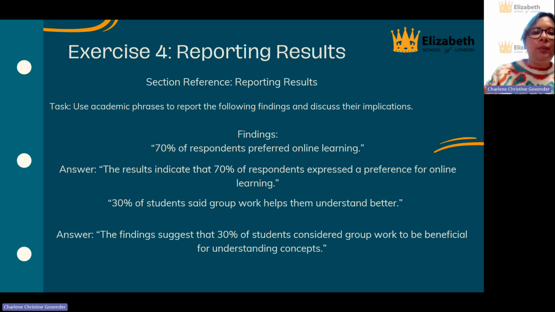Okay, so let's have a go at that answer. Yours may vary from mine because we don't answer in the same way. But as long as you convey the information and the topic matches what has been conveyed, that's all we need to do. So let's have a look at it. The findings suggest that 30% of the students considered group work to be beneficial for understanding concepts.